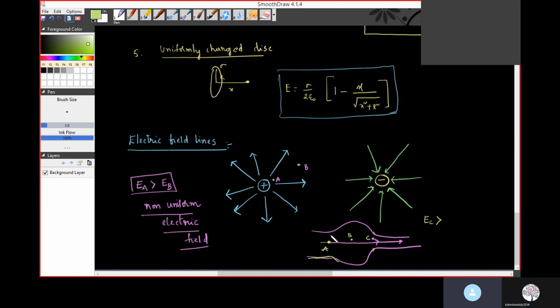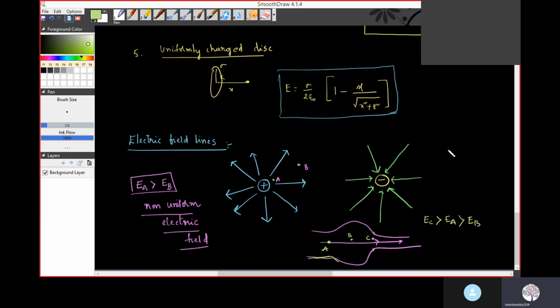Electric field at A is greater than electric field at B. B is the least one, because the field lines are farther apart at B. So the questions are framed based on this concept.